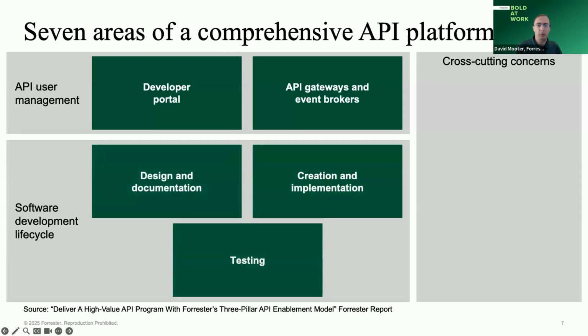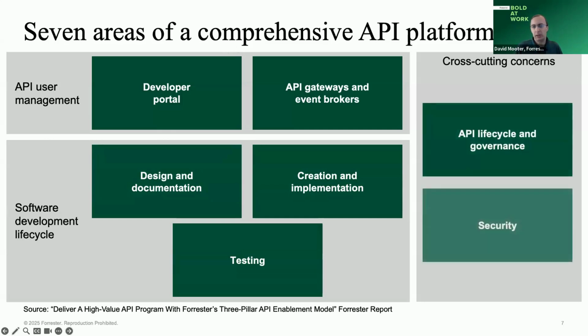A second area would be more of the SDLC concerns: design, documentation, creation of and implementing the API, testing the API, a very important concern. And then the third area would be cross-cutting concerns that go across the life cycle, like API lifecycle and governance, and also security, which you need to embed throughout everything. Well, not just APIs, just everything. Everything should be embedded with security when it comes to IT.